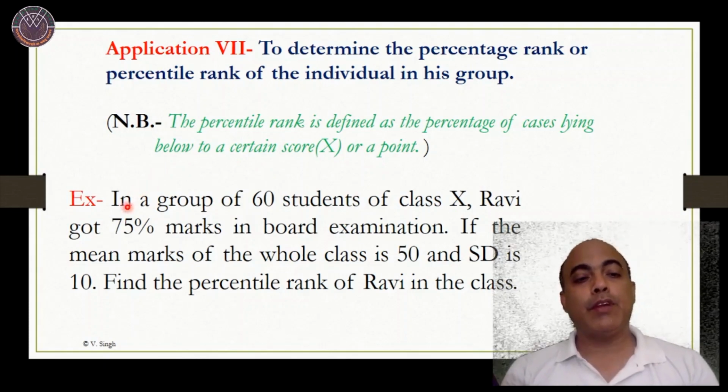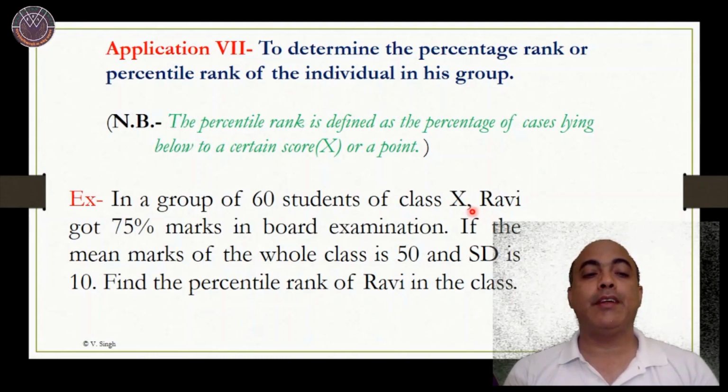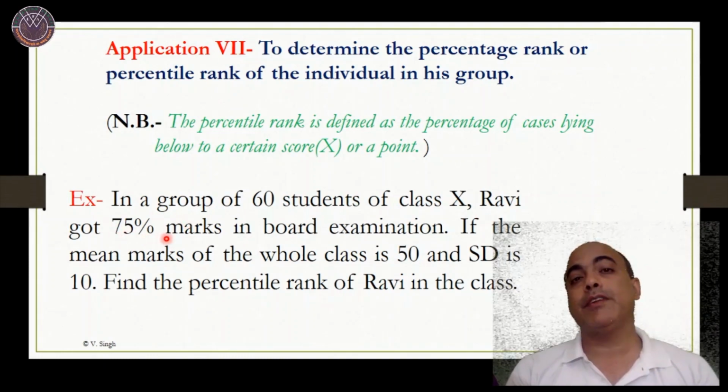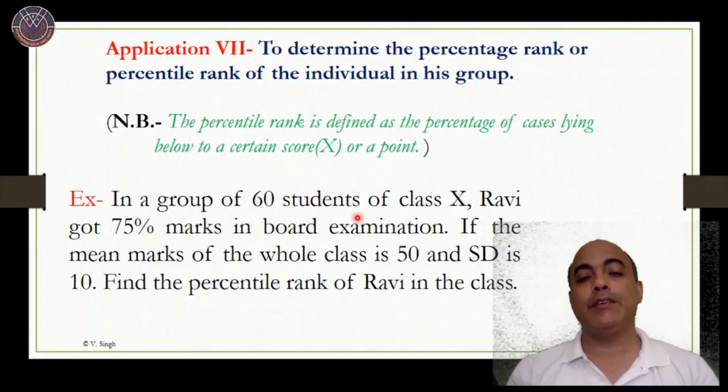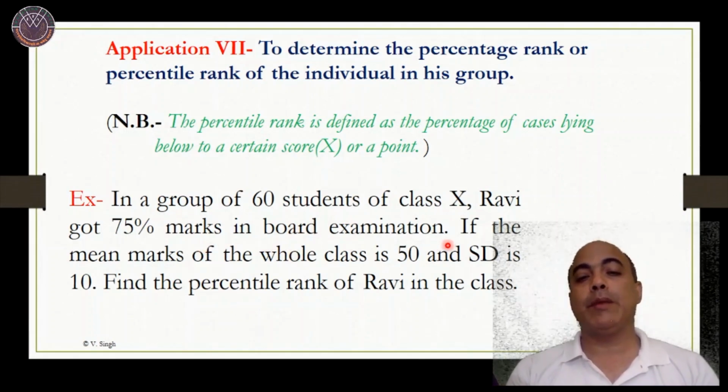So this is our problem. In a group of 60 students of class 10, Ravi got 75% marks in board exams. If the mean mark of the whole class is 50 and the SD is 10, find the percentile rank of Ravi in the class. We need to find out the percentile rank of Ravi in the class.